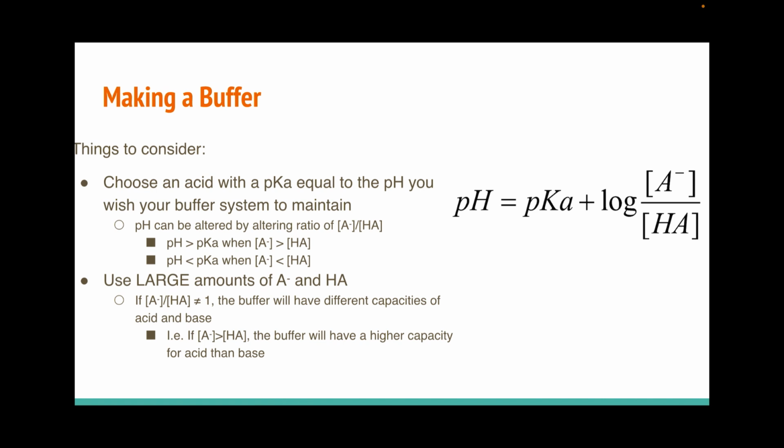It's also interesting to note that if the A- and HA concentrations are not equal, then the buffer will have a different capacity for acid and for base. In other words, if you have more A- than HA, the buffer will have a higher capacity for acid than base, which should make sense because there's more of the base component of the buffer available to react with the acid that's added. The opposite of this is obviously also true. If you have more HA than A-, your buffer will have a higher capacity for base than for acid.